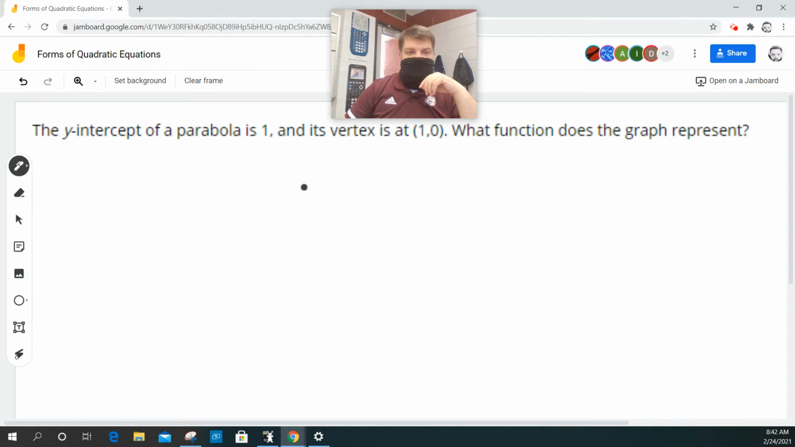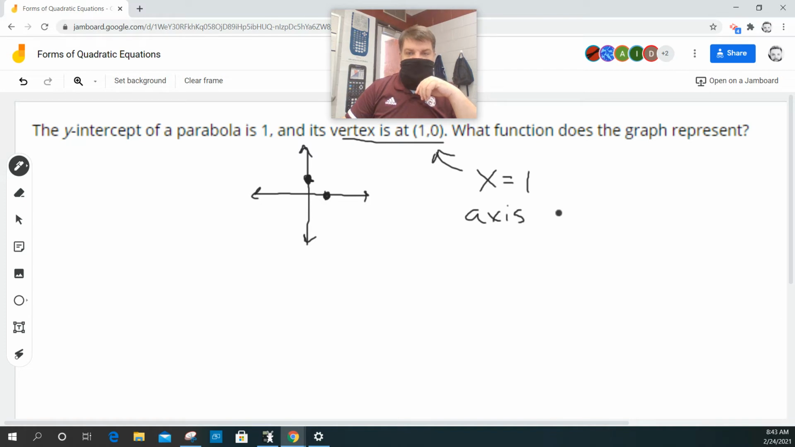If I sketch a little graph, it says the y-intercept occurs at 1, and the vertex is here at (1, 0). In other words, there's a point here on the graph, and there's a point here on the graph. But we know that the vertex's x value is the line of symmetry, or axis of symmetry. So when x equals 1, that's the axis of symmetry. We know that because we learned that in the last section, or we should have learned it.